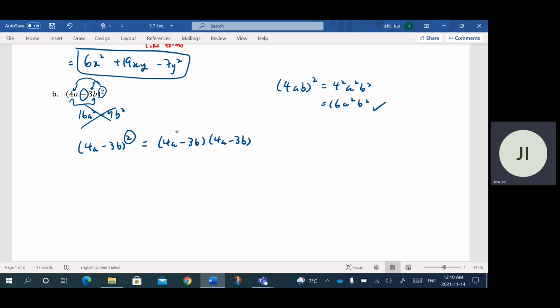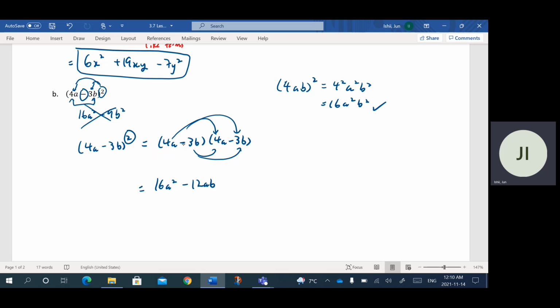So as a result, just like the previous example, we have two terms and two terms. So we actually have to FOIL or distribute this out. So this is going to equal, again, 4a times 4a is 16a squared. Then we have the outside term. So 4a times negative 3b is negative 12ab.